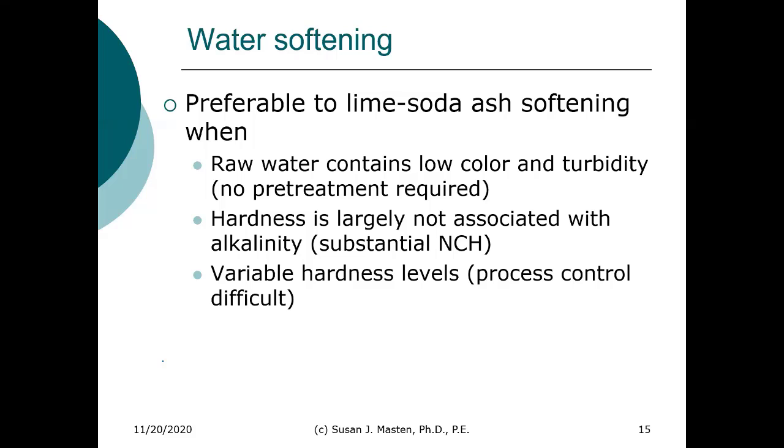Typically with a smaller plant, you have fewer operators to operate the plant. You can operate an ion exchange system with fewer personnel than you can a lime soda ash softening system. You also have your regenerate solution, but you don't have the sludge that you have to deal with. Typically, if your raw water contains low color and turbidity, so you don't need pretreatment, and this is the case in Williamston, you can use ion exchange.